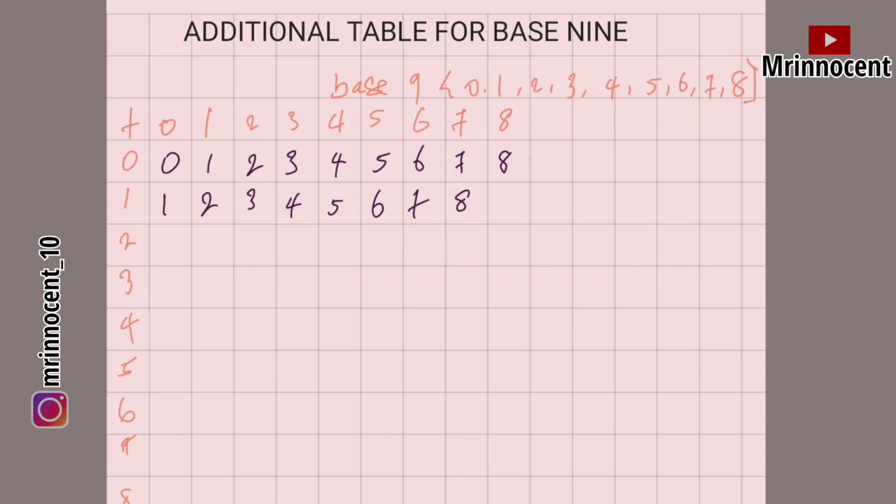1 plus 8 is 9. 9 in base 9 is 1 remainder 0, so 9 is 0 remainder 1. From top to bottom, we have 10. 2 plus 0 is 2. 2 in base 9 is 2. 2 plus 1 is 3. 3 in base 9 is 3.